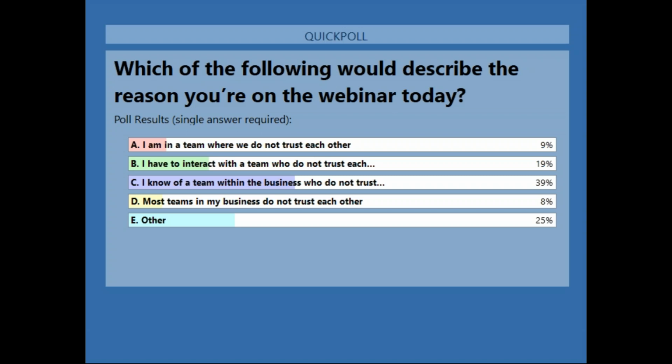Let's see, so 9% of you had said, I'm in a team where we do not trust each other. 19% of you said, I have to interact with a team who do not trust each other. 39% of you said, I know of a team within the business who do not trust each other. 8% of you said, most teams in my business do not trust each other. And 25% of you said other. So I'm going to take a look at what the others said.